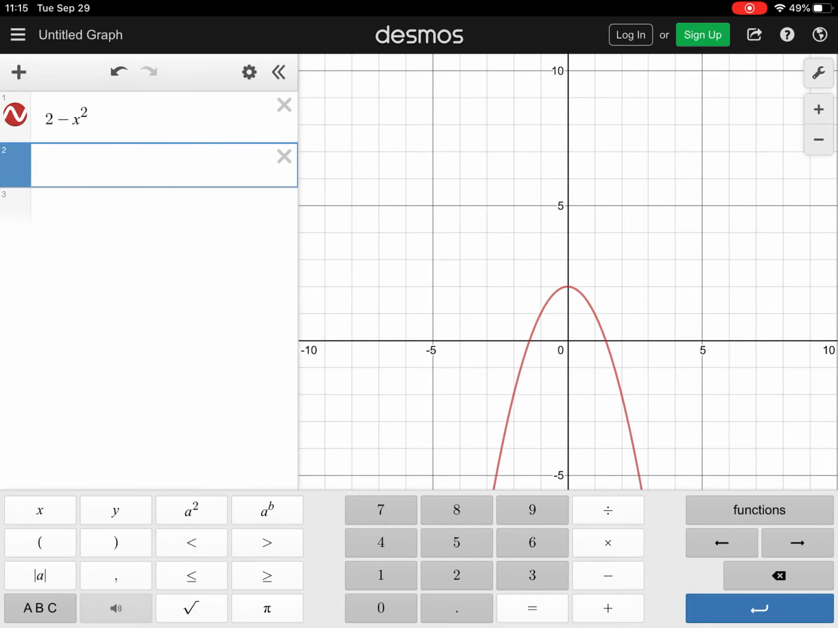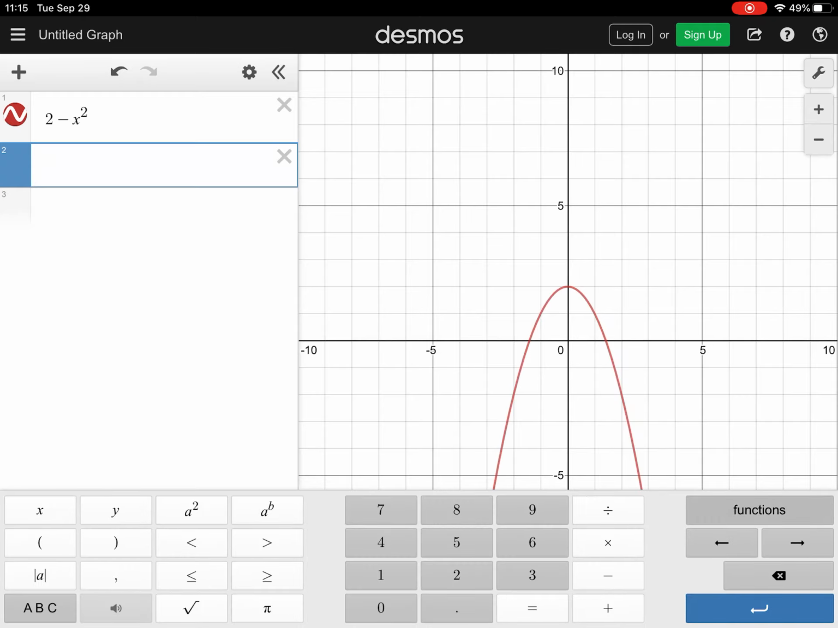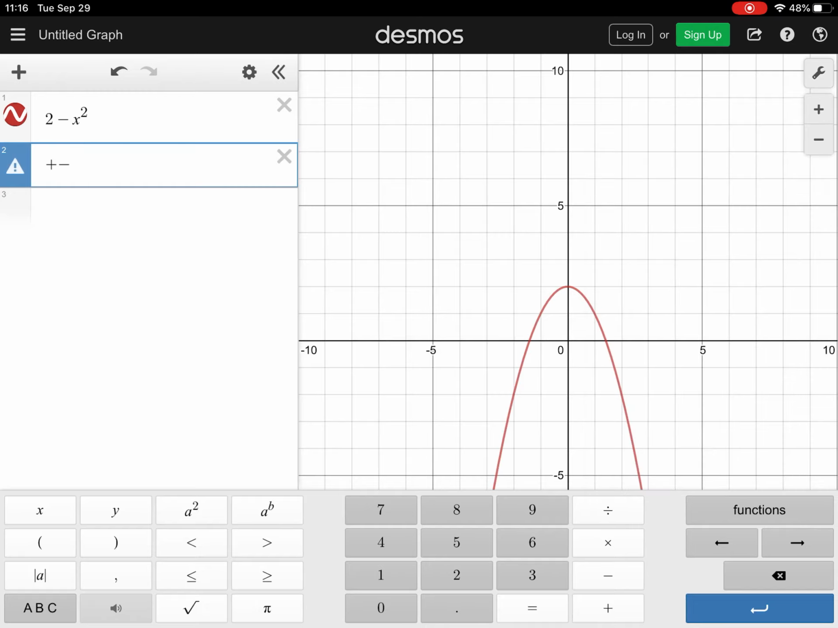2 minus x squared, all right, that's good. I was seeing if there was a plus or minus button, and there's not. So what we have to do is, in 2 lines, we do square root of x minus 2.